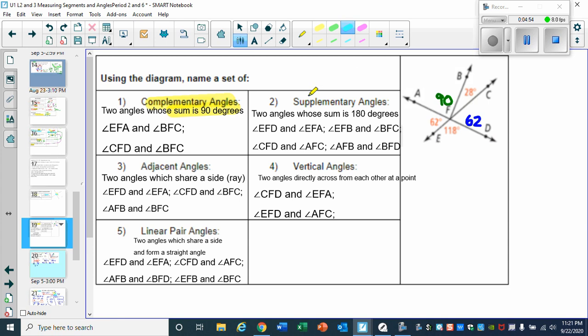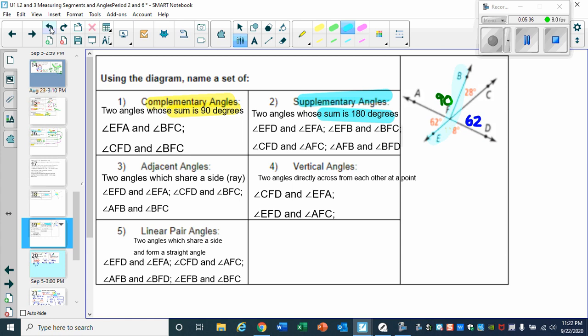Now, we talk about supplementary. Sum is 180. So for instance, we look at EFD, EFA, 180. 62 plus 118, 180. You can also say EFB and BFC. EFC is 28, EFB 152. I know this line might confuse some of you, but it's actually this angle BFA or EFB.